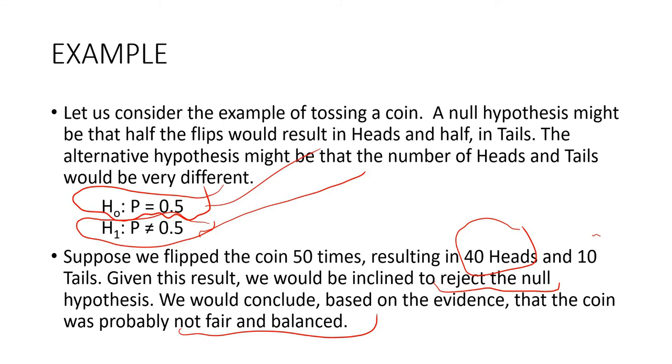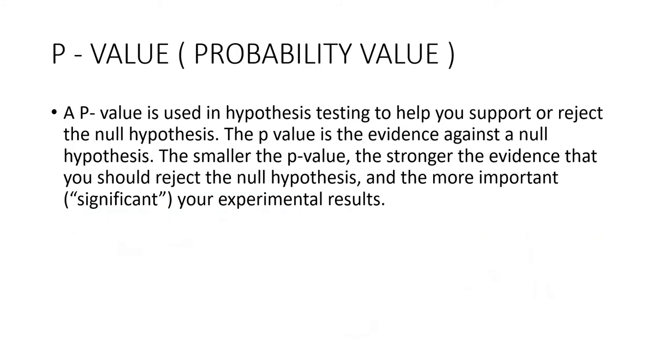Normally the result has to come in around the 40 to 60 range, or 50 to 50, or 45 to 55. Here it is 40 heads and 10 tails. There is some problem with the coin, and we have to reject the null hypothesis. From this example you understood clearly what the null hypothesis and the alternative hypothesis are.